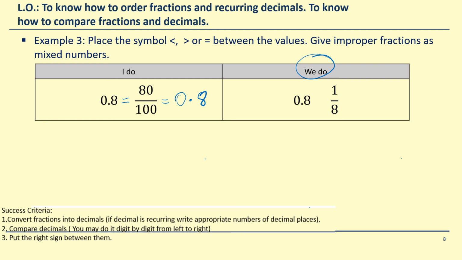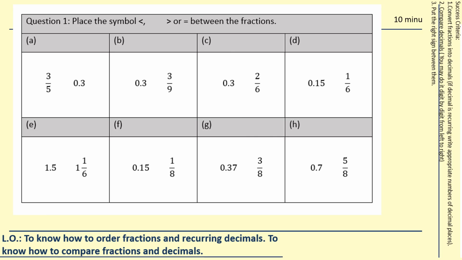Okay, so you might have noticed that, if you've used short division, hopefully that's what you've done, you should have gotten 0.125, so definitely 0.8 is larger than that. Okay, so now pause this video, 8 questions, attempt all of them, put the right sign between decimal and fraction.